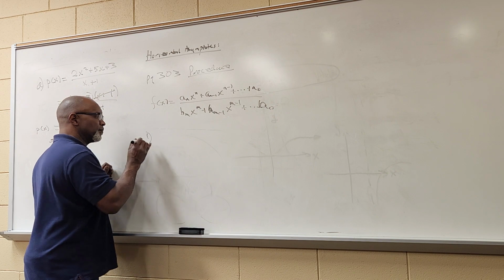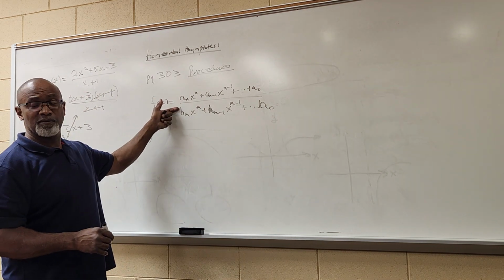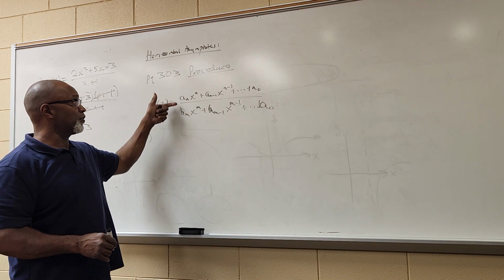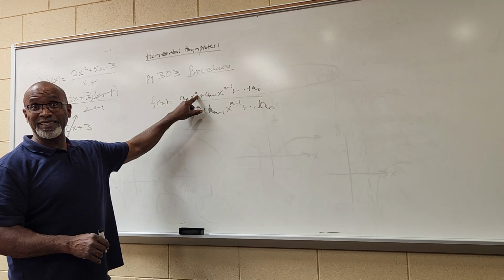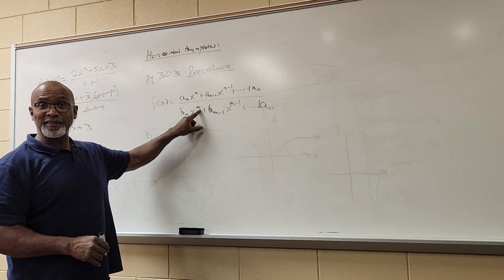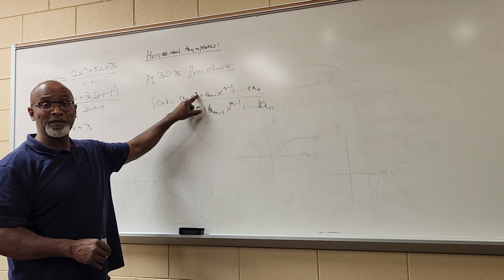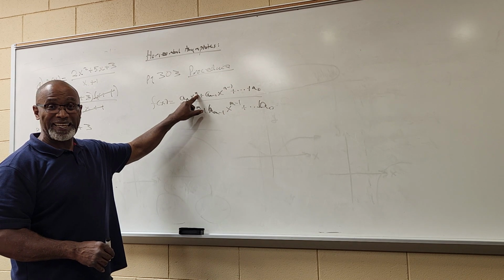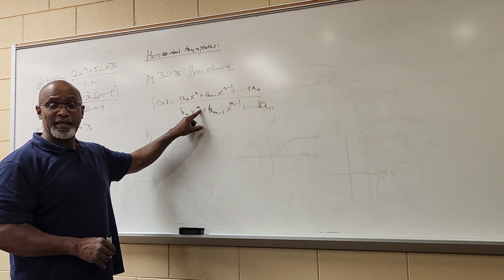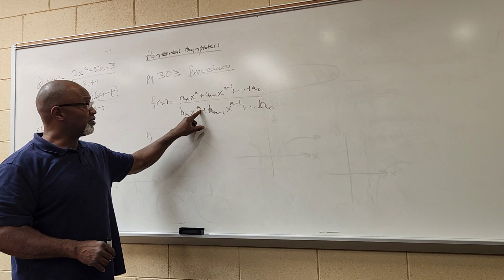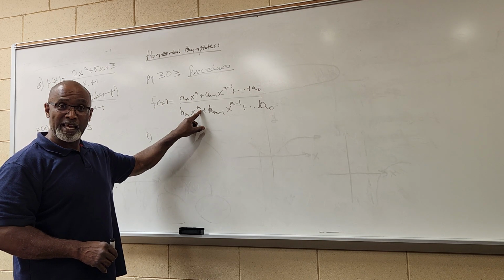So number one, whenever I have a polynomial like that, or rational function like that, P of X over Q of X, the degree of P of X is N, the degree of Q of X is M. The highest exponent in the top is N. That means that the degree of that polynomial is N. The highest exponent in the bottom is M. That means the degree of the polynomial in the bottom is M.